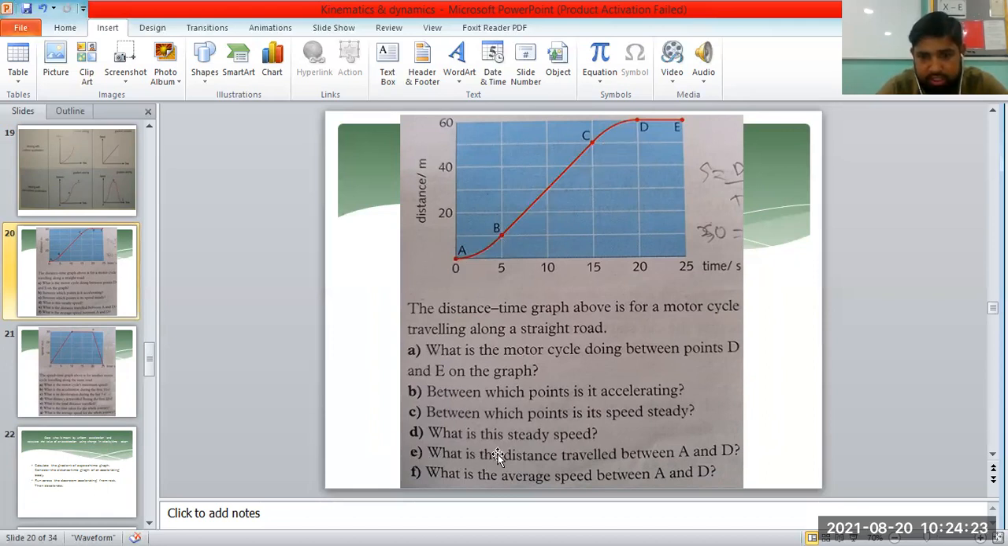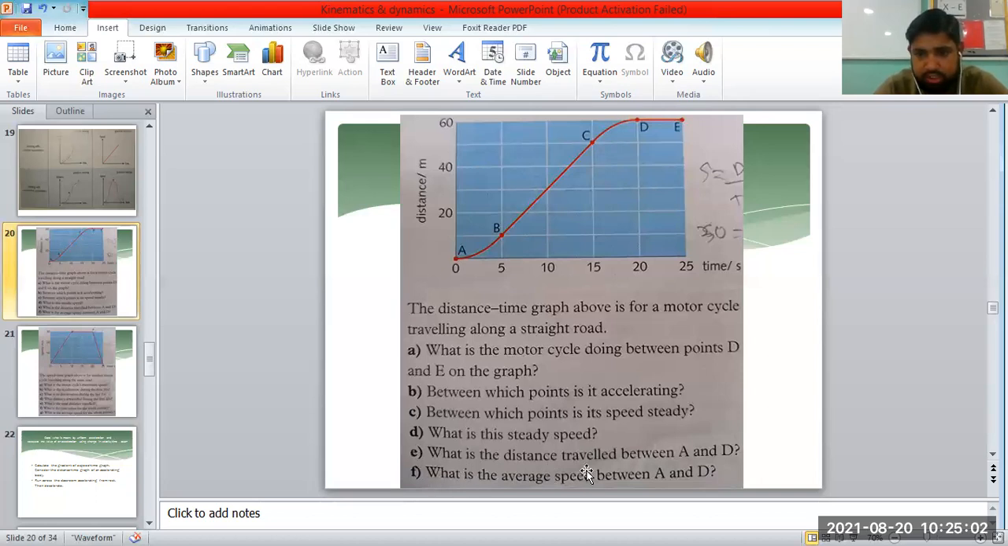Part D, what is the steady speed? So steady speed can be calculated in BC, the object is moving at constant speed in BC. That can be calculated from the gradient of the graph. So we can take two values of y, from 10 meters to 50 meters. So distance covered in BC is (50 minus 10) upon (15 minus 5). So 40 meters distance covered in 10 seconds. So that will be 4 meters per second. Okay, you can solve it yourself also.